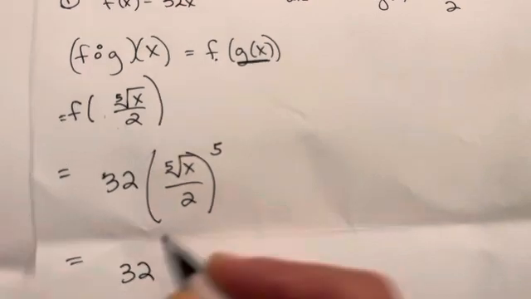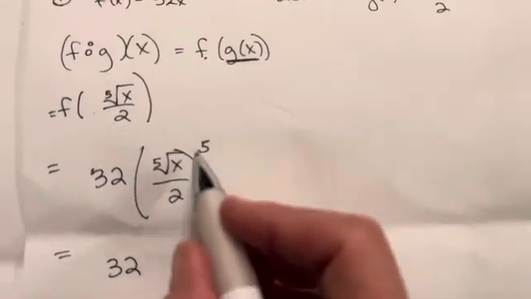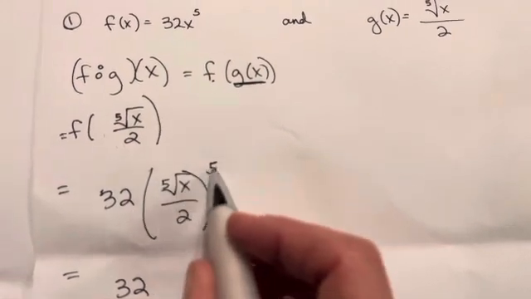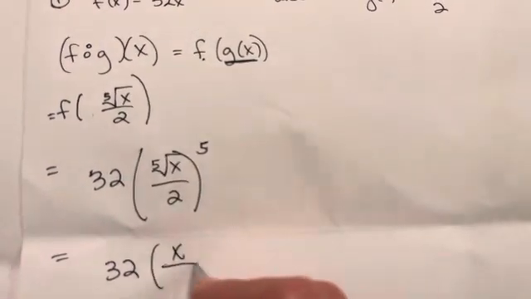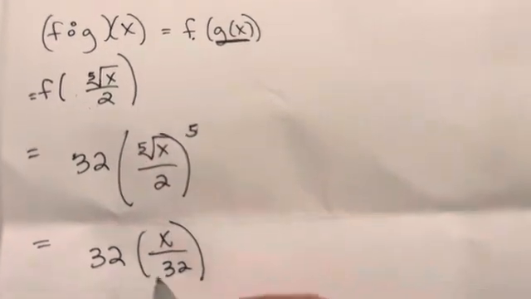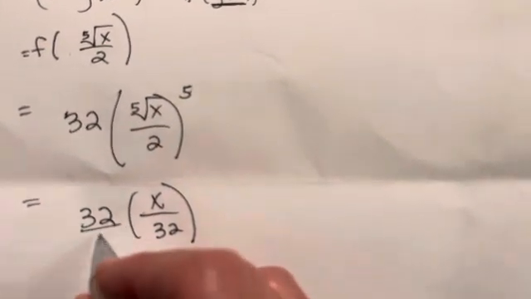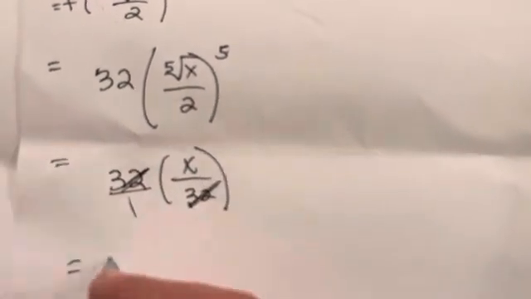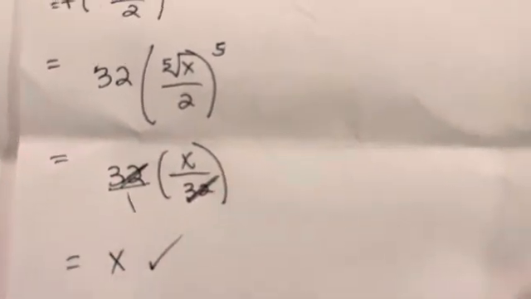Remember order of operations, you do what's in parentheses first. So the fifth root of x to the fifth power, these cancel out and give me boring x. 2 to the fifth is 32. Realize that's like 32 over 1 if that's hard for you to see, but these 32s will cancel, which gives you boring x. And you're like, yay, that's what I wanted.